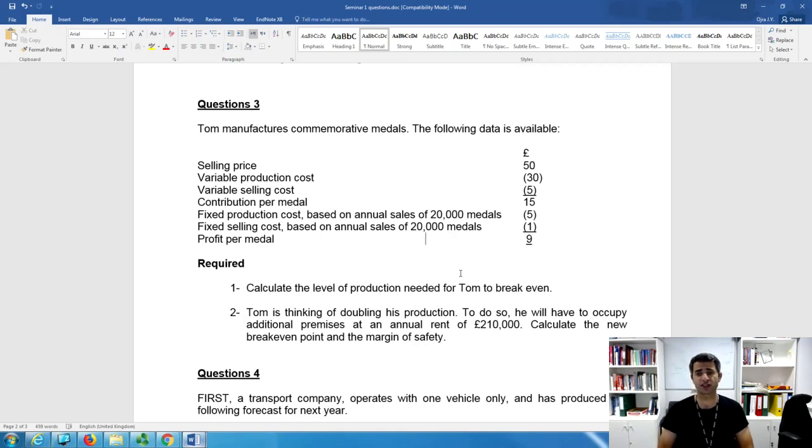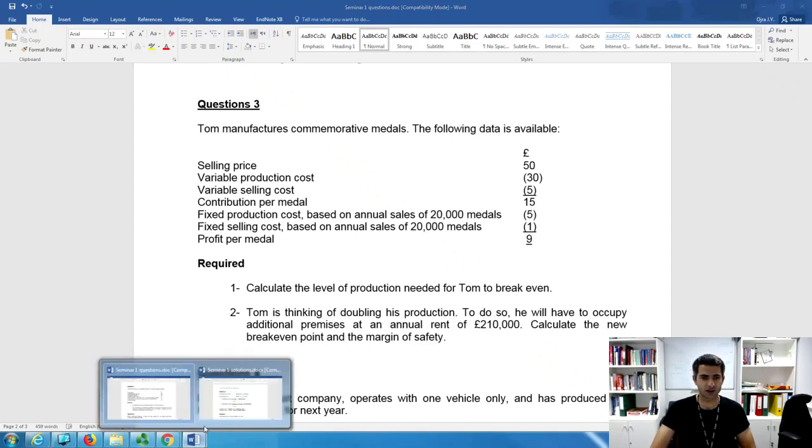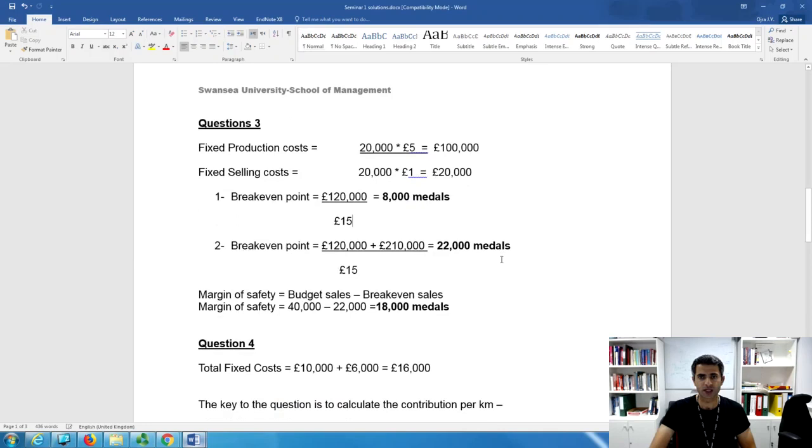In this case, you should be able to calculate the break-even point in units: £120,000 fixed cost divided by contribution per unit, £15. That's 8,000 medals, the break-even point. This means Tom needs to sell 8,000 medals in order to break even.